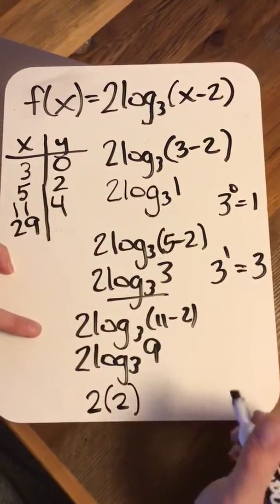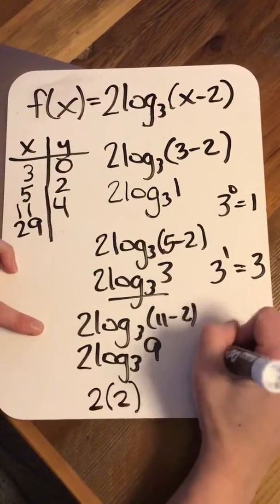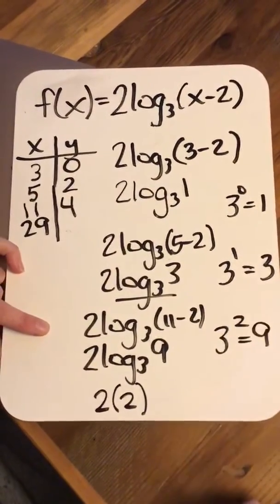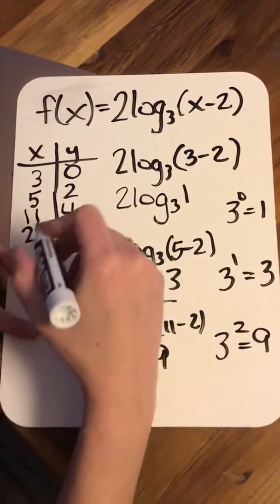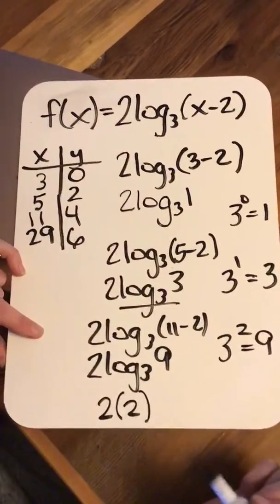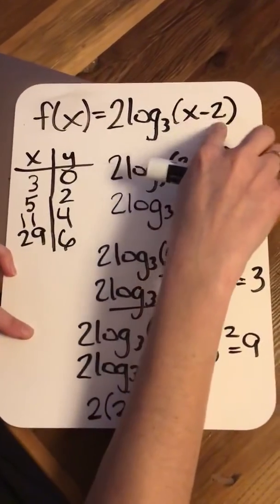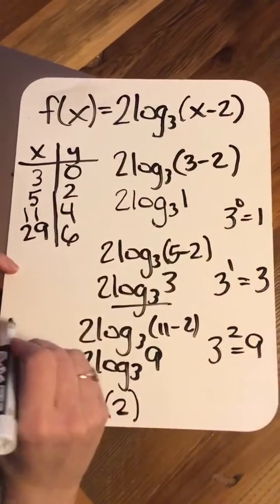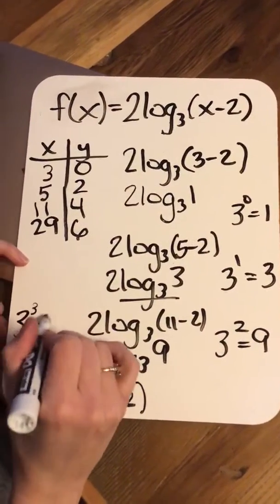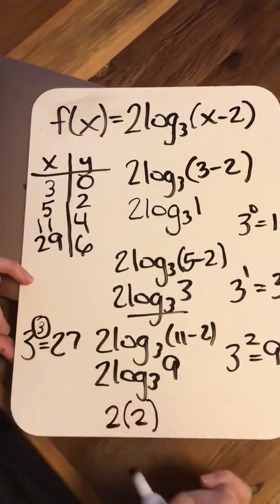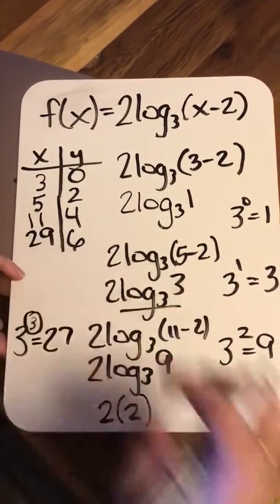Again, you can just use your calculator. The reason why I know that is because 3 squared equals 9. And then your final one will be 6. Because when I plug in my 29 here, I will get 27. And I know that 3 to the third equals 27. So I get a 3. And that 3 times 2 makes my 6.